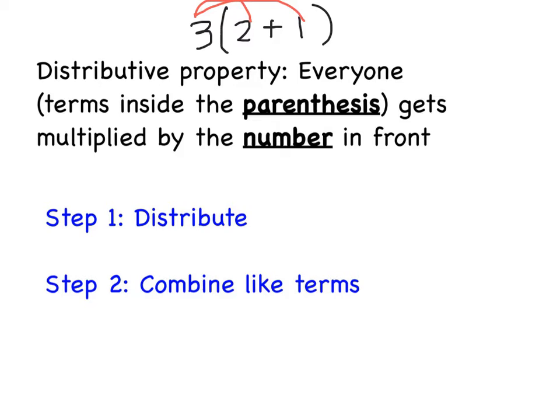Well, what we're going to see in these examples is we're going to have distributive property opportunities with x's. So instead of 3 times 2, we would have 3 times 2x. Okay, so when we see opportunities to use the distributive property, we're going to do that as our first step, distributing, and then we're going to combine like terms.